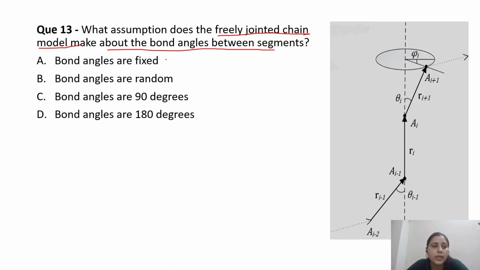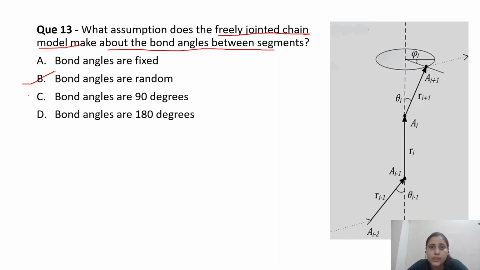So option A is bond angles are fixed. B is bond angles are random. C is bond angles are at 90 degrees and D is bond angles are at 180 degrees. What should be the answer? Option B is correct. The bond angles are random. In options A, C and D, the bond angles are fixed.